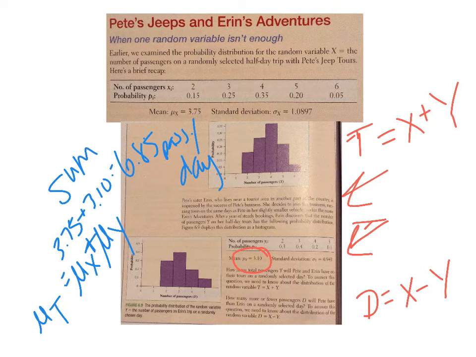So for any two random variables X and Y, if T equals X plus Y, then my expected value of T is going to be, I'm going to be able to add the two means.